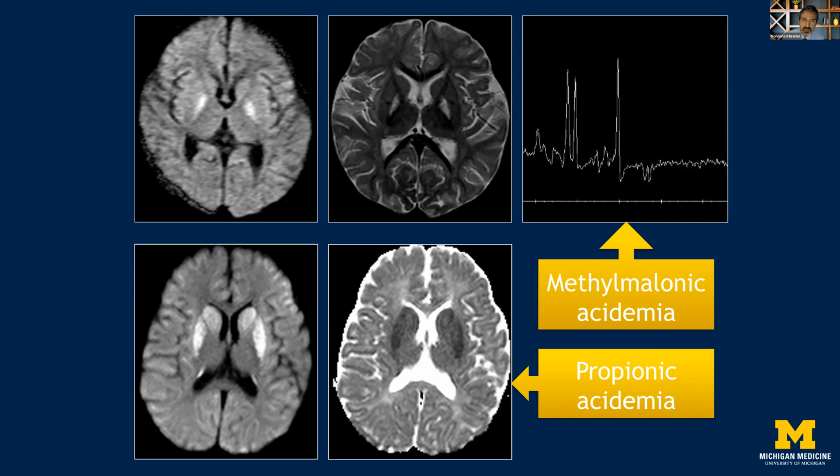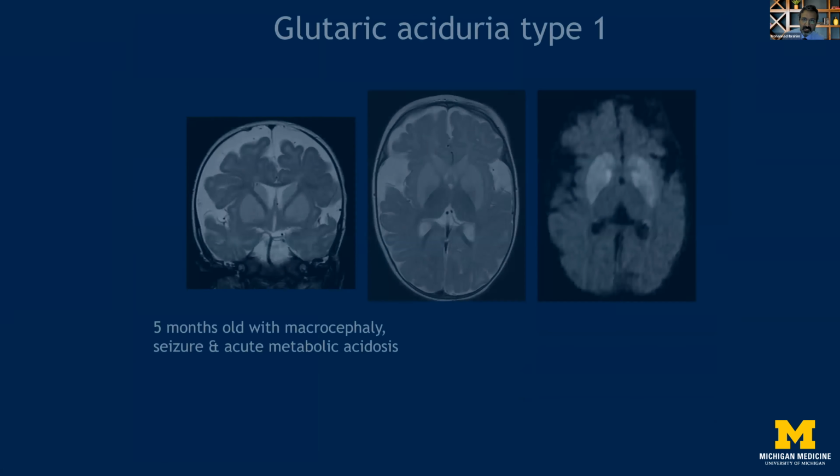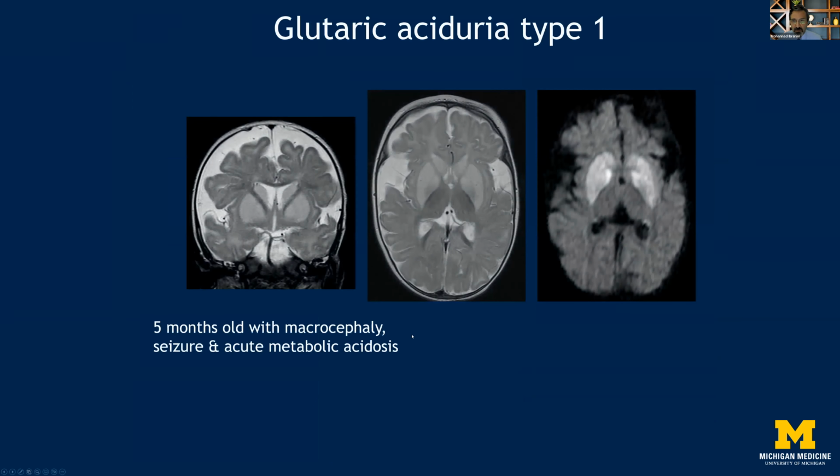organic acidemias, classically involve the basal ganglia. Glutaric aciduria type 1 similarly will have extensive abnormal signal of the basal ganglia with restricted diffusion. However, we can sometimes see involvement of the white matter. These patients classically present with a big head, and you can see there's evidence of enlargement of the extraaxial spaces.